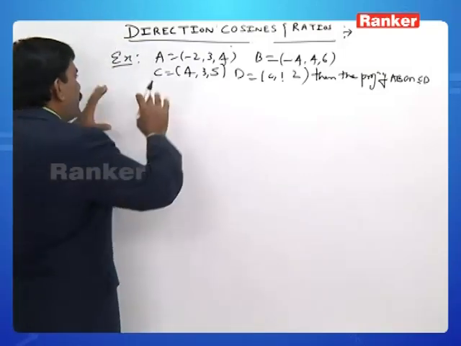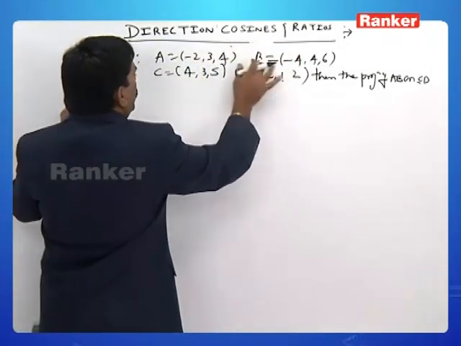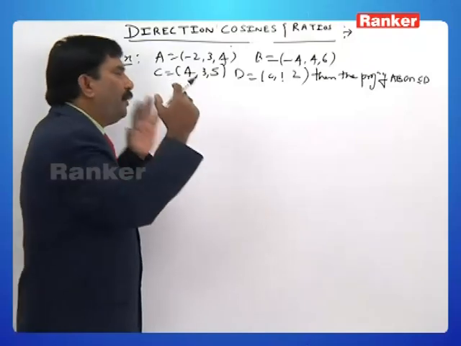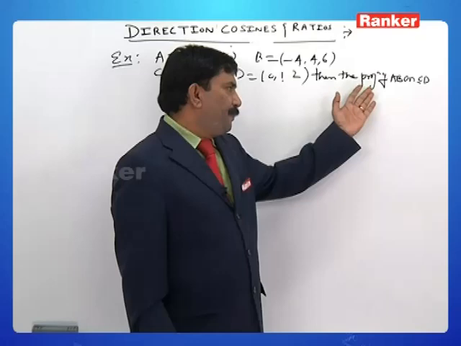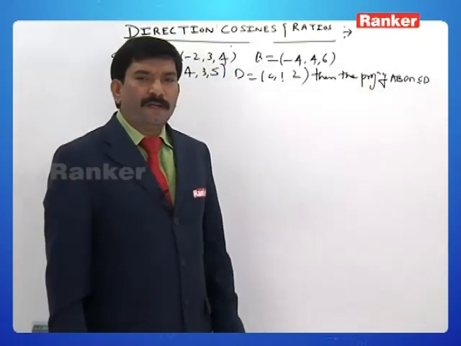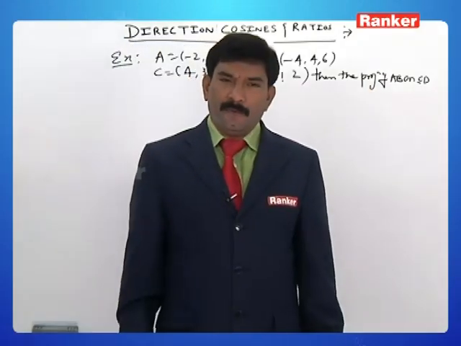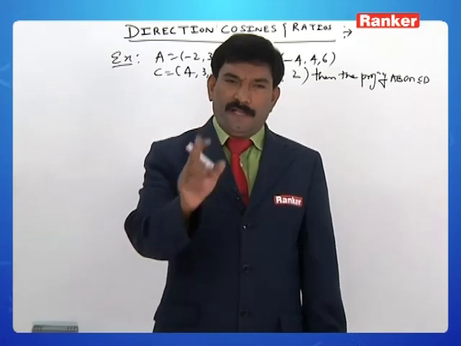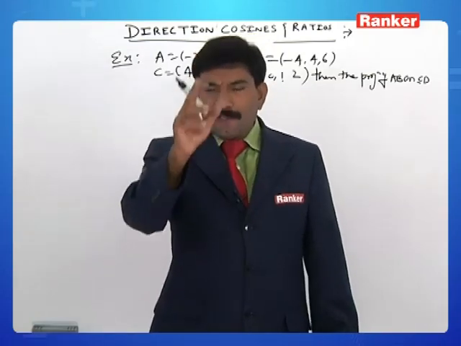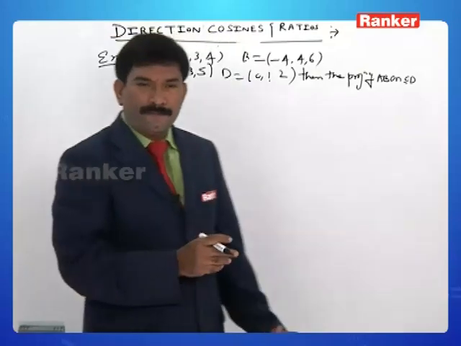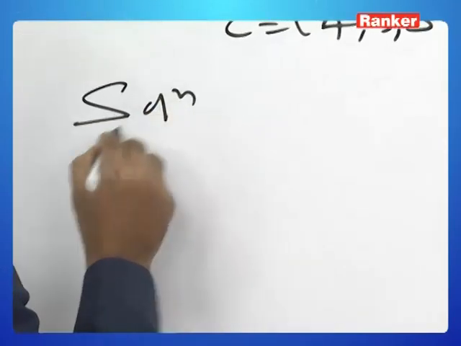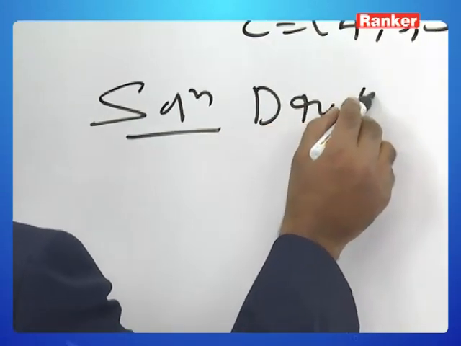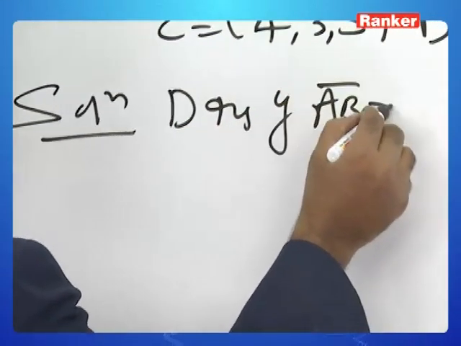Now he is asking: he has given the 4 points A, B, C, D having the respective coordinates. I want to find out the projection of AB on CD. AB must have the direction ratios, CD must have the direction cosines. So now I will write, this one is the DRs of AB bar.